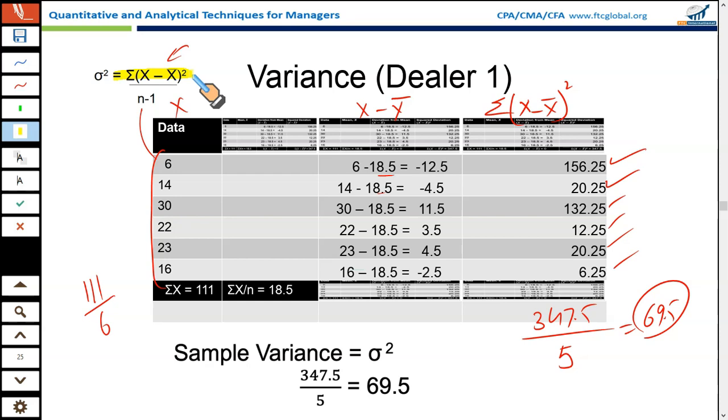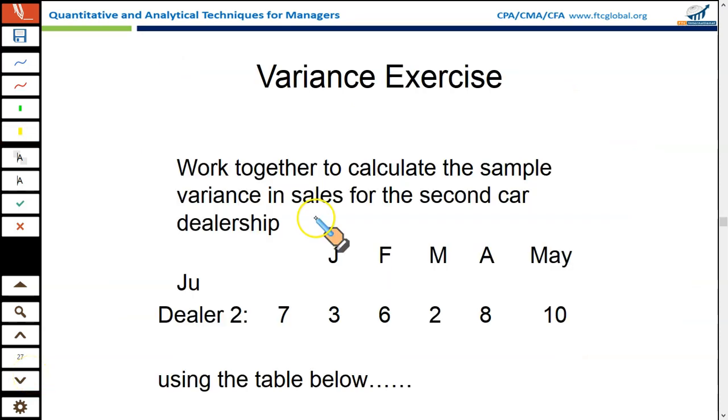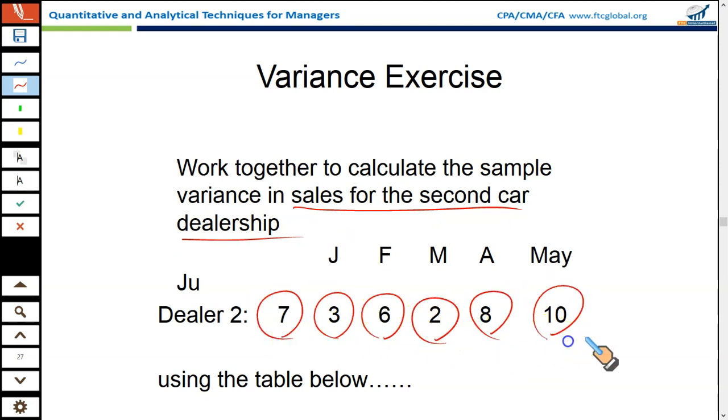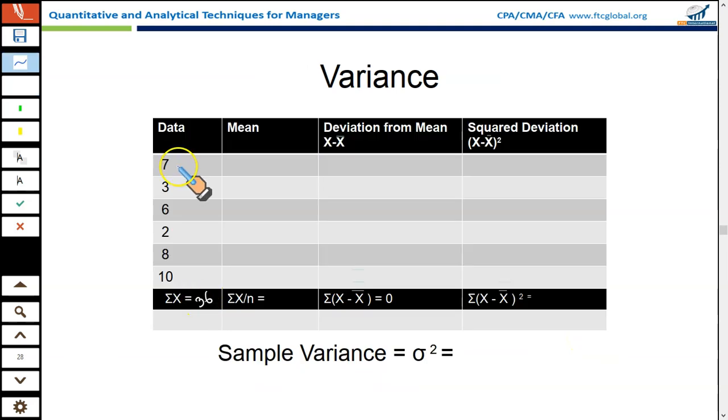the variance. Alright, now let us apply the same idea and calculate the variance and standard deviation for the second car dealership. And this is the data set we have. 7, 3, 6, 2, 8 and 10. Let us put it in the table. 7 plus 3 plus 6 plus 2 plus 8 plus 10 gives us 36.